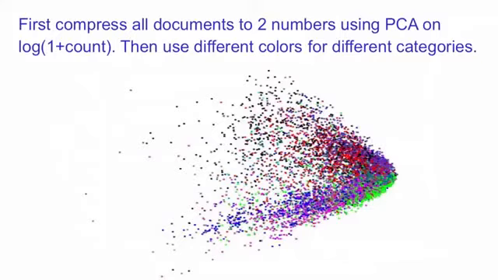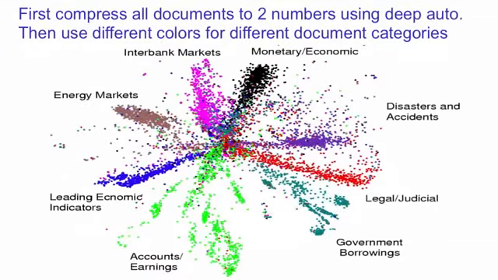Then we did the same thing by using a deep autoencoder to reduce the documents to 2 numbers, and again, plotting the documents in a 2-dimensional space using those 2 numbers as the coordinates. And here's what we got. It's a much better layout. It tells you much more about the structure of the dataset. You can see the different classes, and you can see that they're quite well separated.